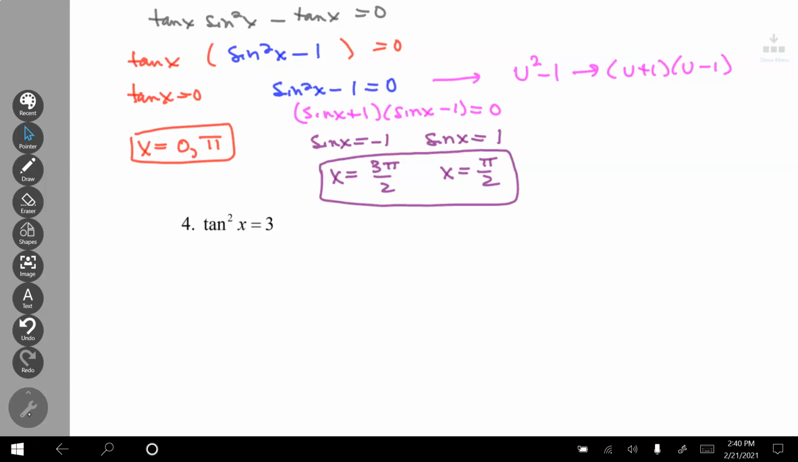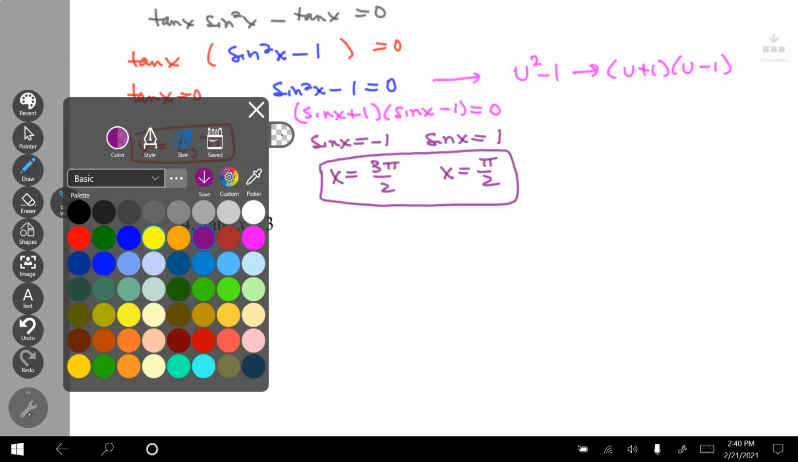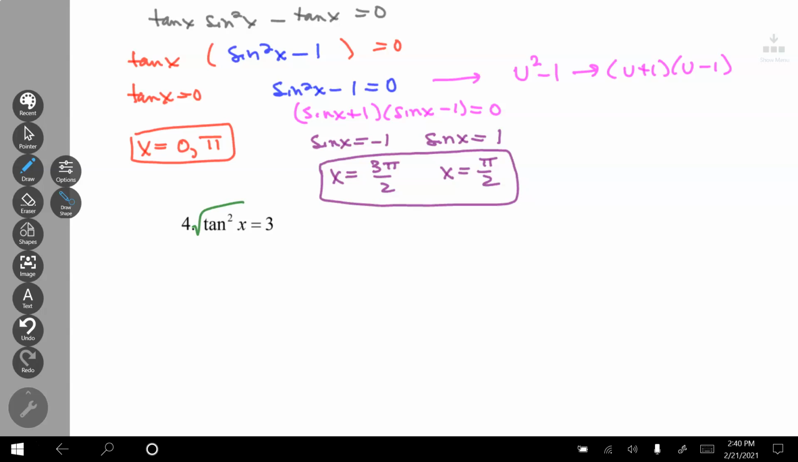Okay, so this next one, when I look at it, I'm like, well, I could set it equal to 0, but this one is so easy. Maybe I can just square root the thing. I get tangent of x is equal to not just the square root of 3. Whenever you square root a number, you get the positive or negative root.